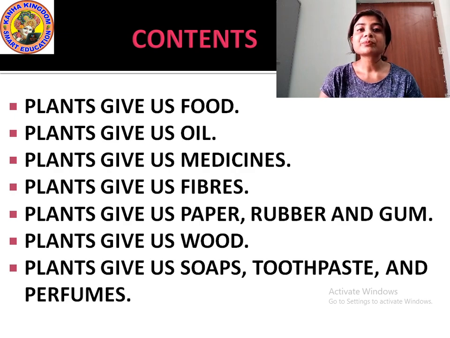Fibers means the fiber that is used to make clothes. Okay, and those fibers are obtained from plants. That means plants give us fiber also. Then plants give us paper, rubber and gum. Okay, plants also give us wood. Then plants give us soap, toothpaste and perfumes. Okay, how are these soap, toothpaste and perfumes made from plants? Okay, so we will study about all these topics in this chapter. Understood? So let's start with the plants that give us food.